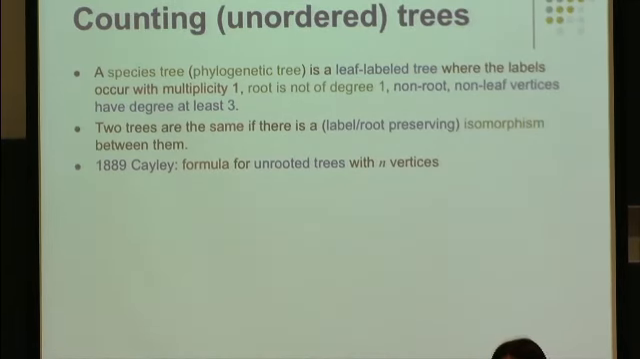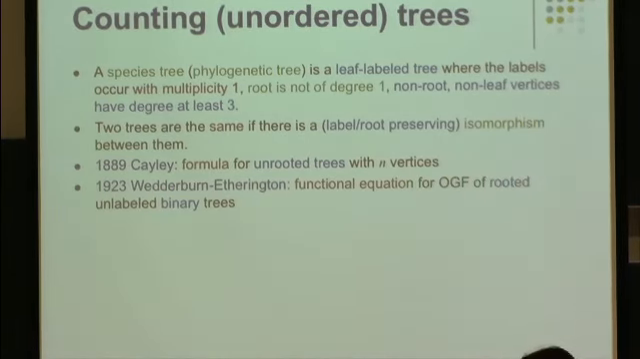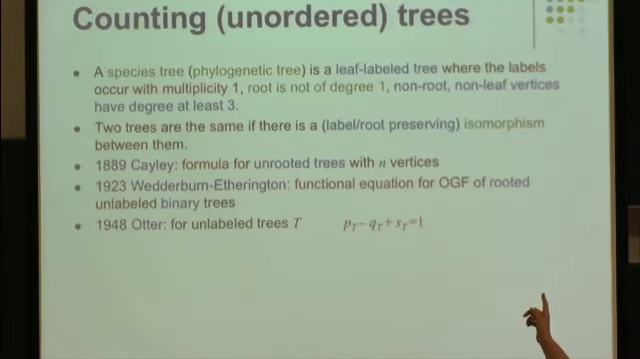I should say they were labeled. And labeled means that all the vertices were labeled. Weatherburn and Etherington showed a functional equation for the ordinary generating function of rooted unlabeled binary trees. In 1948, Otter showed that for unlabeled trees, that formula held.